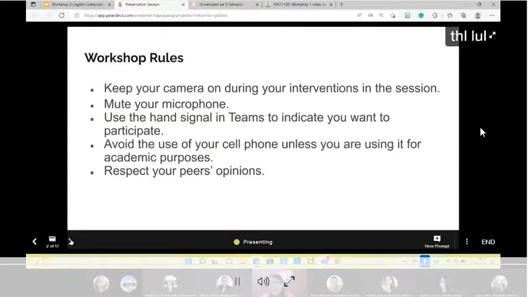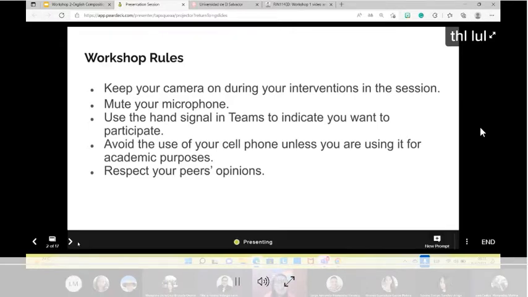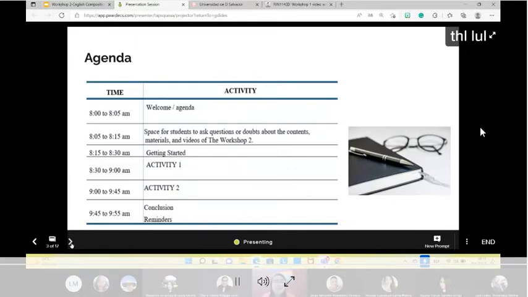Well, there are certain rules that we must follow. You are already familiar with them. And as I said, I really praise respect here in our class. So let's continue. And this is our agenda.